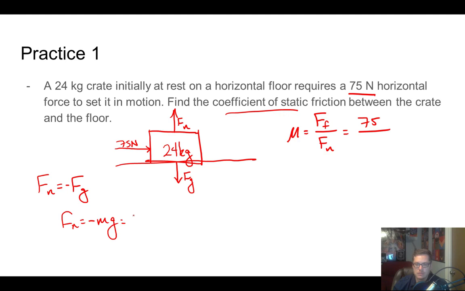So to find the normal force, we're going to take the negative m times g. The mass of this crate is 24, and gravity is 9.81 meters per second squared. The force of gravity is equal to negative mg, and then the normal force becomes positive. So 24 times negative 9.81, and we get 235.44 newtons. So that's the normal force pushing up.